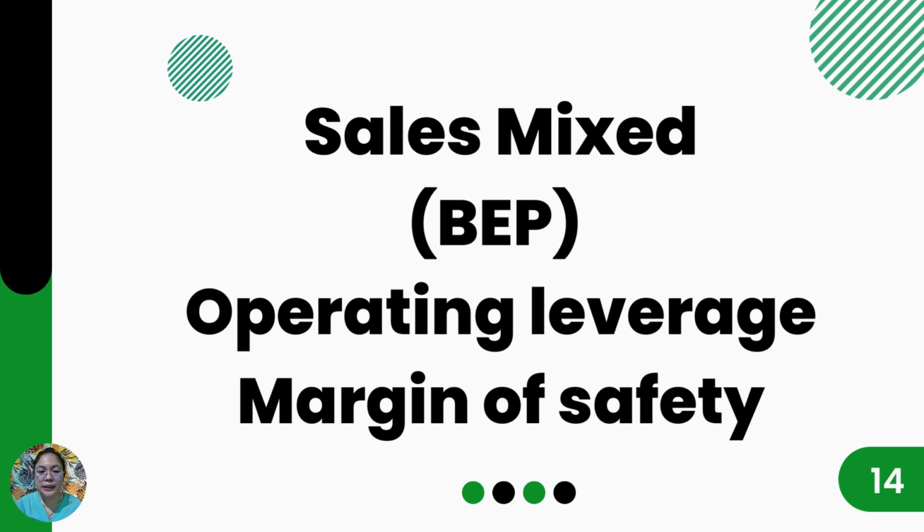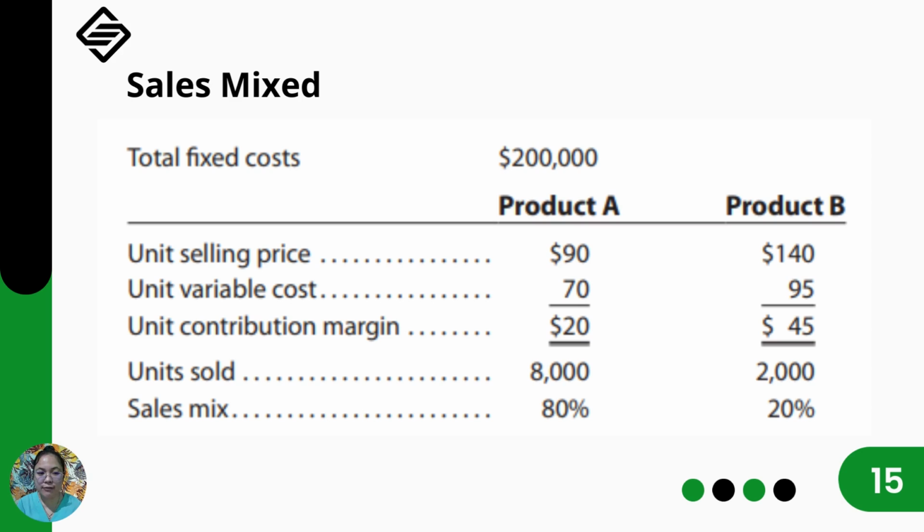Next, let us continue our discussion with the sales mix, operating leverage, and the margin of safety. CVP analysis can be used with single and multiple products as well. Many companies sell more than one product at different selling prices. In addition, the products normally have different unit variable cost and thus different unit contribution margins. In such a case, break-even analysis can still be performed by considering the sales mix. The sales mix is the relative distribution of sales among products sold by the company.